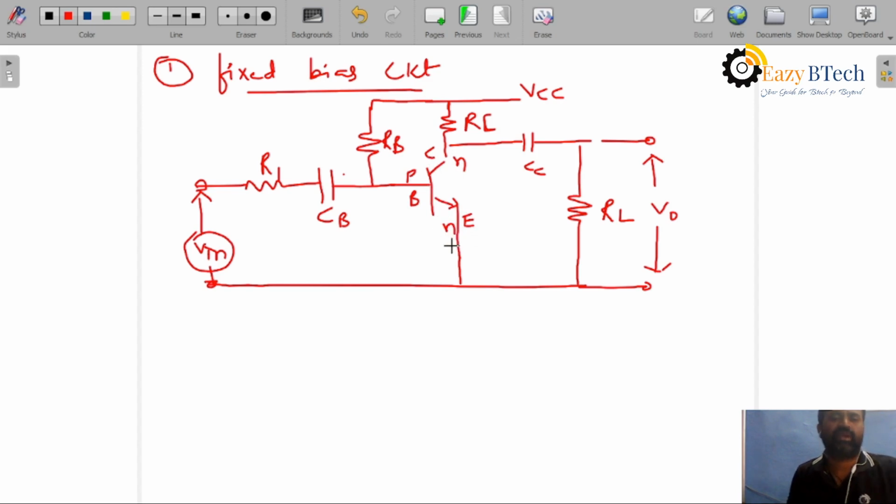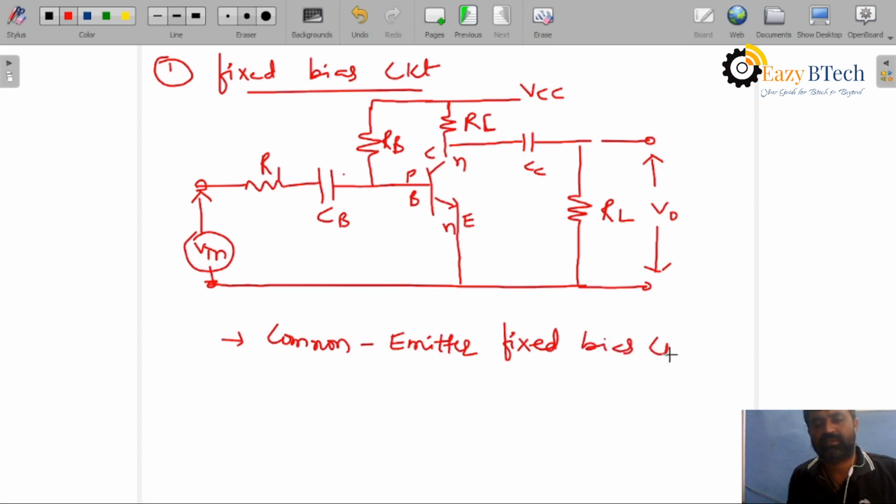Okay, students, it is a fixed bias circuit. This is a fixed common emitter based fixed bias circuit. In the comparison of configurations of common base, common emitter, and common collector, we have studied clearly.